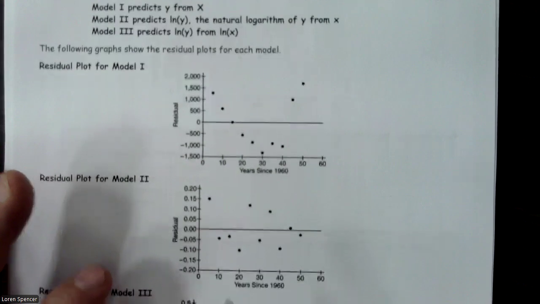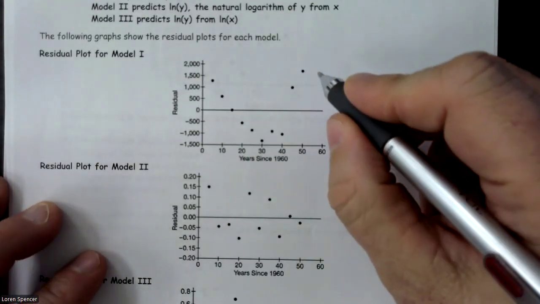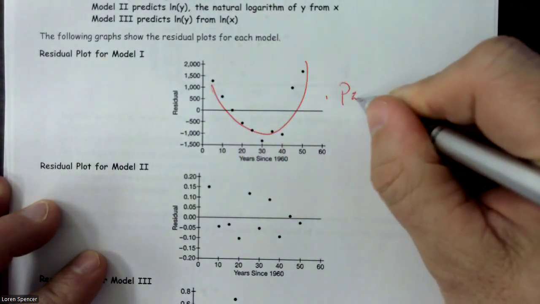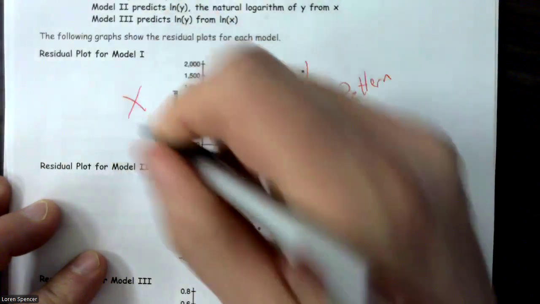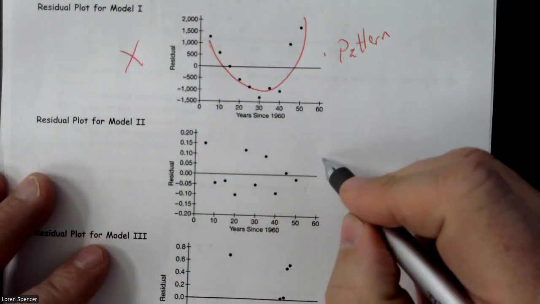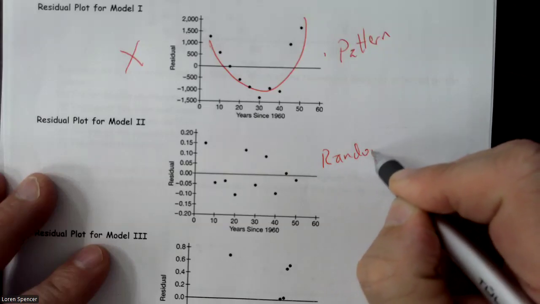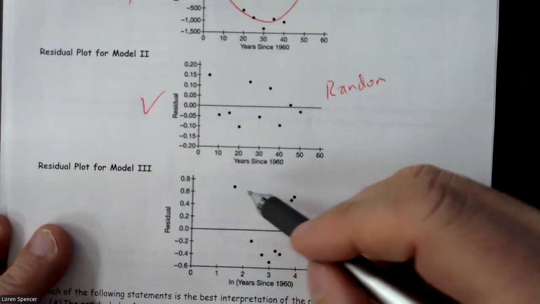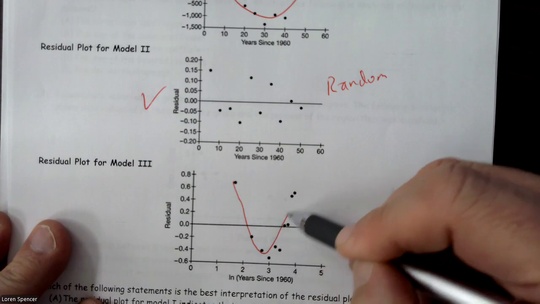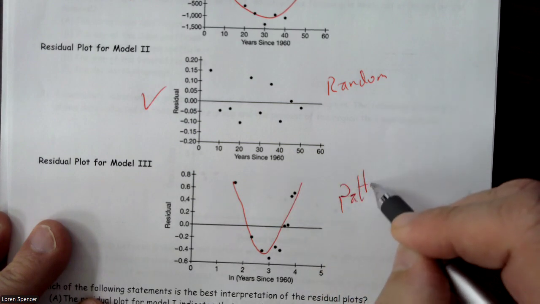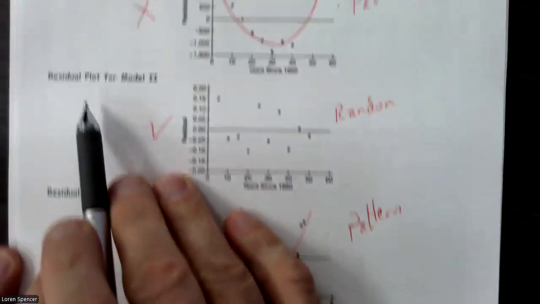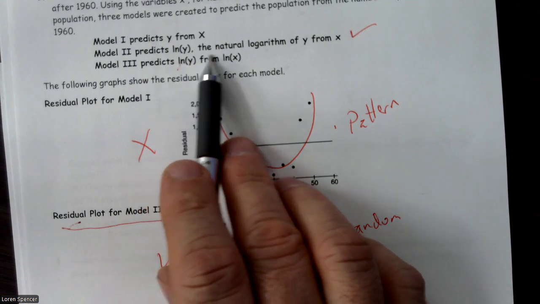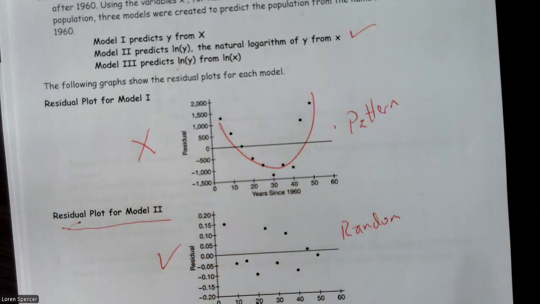Okay, so we're looking for a residual plot that is random. Well, in this one, not random. There's a pattern. So this is not good. This one, pretty random. I'm liking it. So model 2 looks like it's working. Model 3 definitely has a pattern. If it has a pattern, that's not appropriate. So the residual plot for model 2 appears to be appropriate, which is the natural log of y from x.